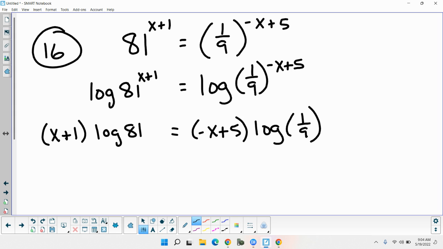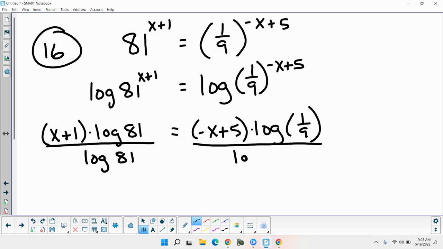Then what was the next step? Moving one of the logs to the other side, right? I always took the one on the left over to the one on the right. So how do I move the log 81 over? Add, subtract, multiply, divide. Divide, right? This is multiplication here, right? So to move it over, I divide by log of 81. But if you wanted to divide by log of 1/9, move the one on the right to the left, you can, but I always go the one on the left to the right. That's just how I do it. So the log 81's cancel. All I have on the left is x plus 1.